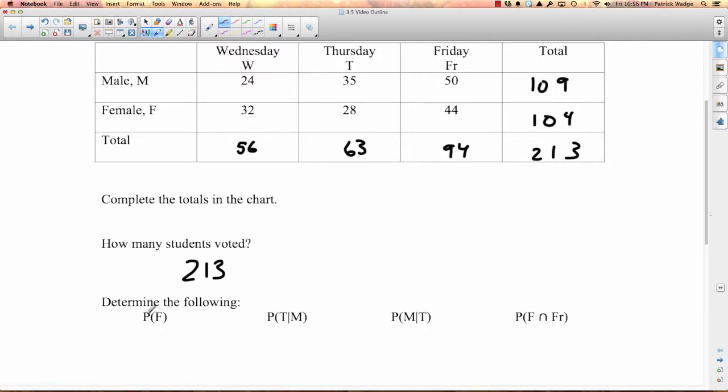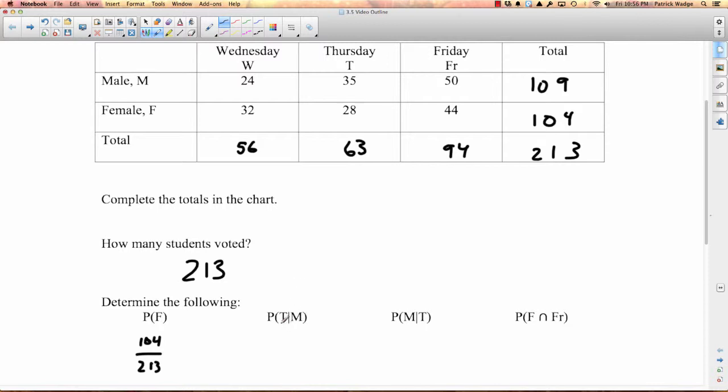Determine the following. The probability of one of the students being female. Well, how many females are there? 104. How many students are there total? 213. So there you go. The probability that any random student who voted is female is 104 to 213. You should put all these probabilities in lowest terms. In this case, 213 I believe is prime, so they're all going to be in lowest terms. Isn't that nice?